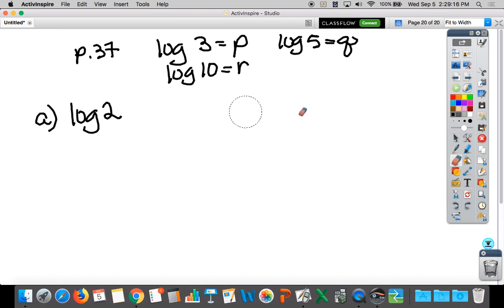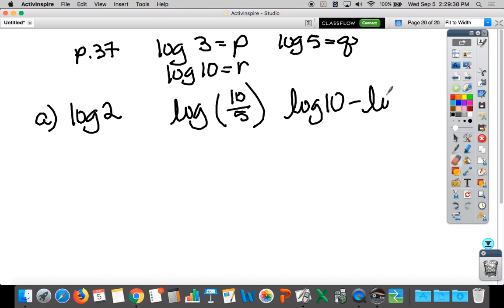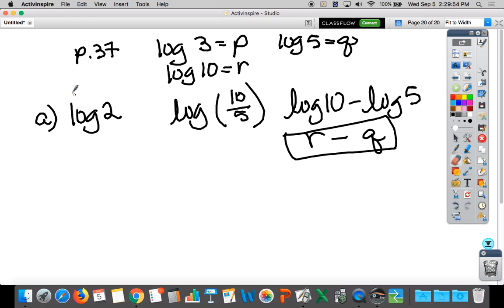So, as Chloe just asked, we're really looking at multiplication and division. So what up here could I multiply or divide that would give me a 2? 10 over 5. So this would be log 10 minus log 5. Log 10 is R. Log 5 is Q. So that is your answer for 3A.